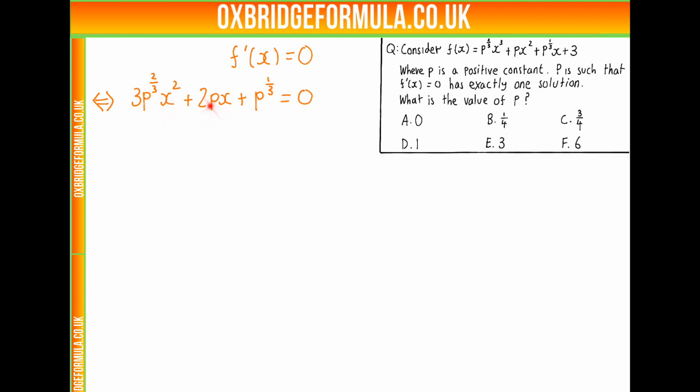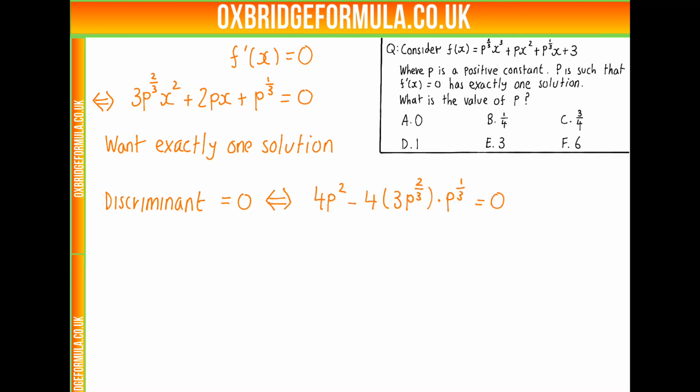So what is this? Well, it's a quadratic. So if we've got a quadratic, we know that if there is exactly one solution, then the discriminant has to be 0. So let's look at the discriminant of this being 0. So that's saying 4p squared, so b squared, minus 4a, which is 3p to the 2 over 3, c, p to the 1 over 3, here is equal to 0. And it's quite nice because p to the 2 over 3 times p to the 1 over 3 is p. So we get 4p squared minus 12p is 0, and we can take a factor of 4p out of this. 4p times p minus 3 is 0.